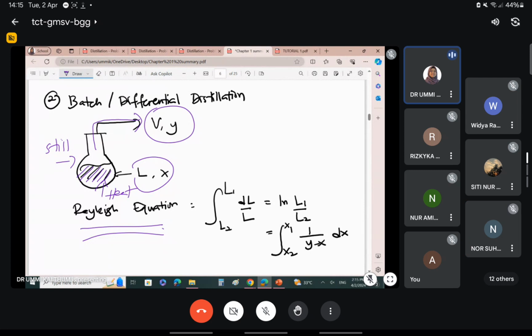Okay. L1 is the original moles charged. L2 is the moles left in the still. L1 is the original moles, before we heat it. L2 is the liquid that remains. After heating it becomes vapor, so the liquid that remains is L2. So X1 is the original composition. And X2 is the final composition of the liquid after distillation. Okay?